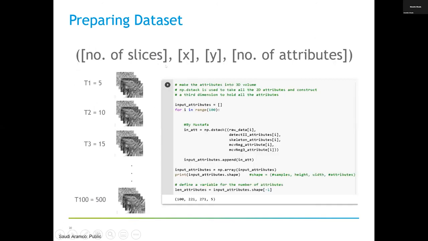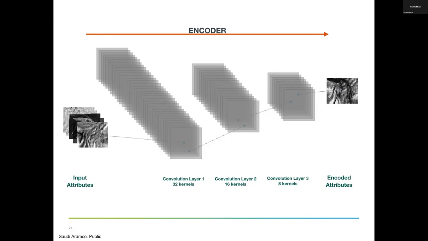So our data here consists of four dimensions. The first dimension is the number of slices, which is here in our case 100. Then X and Y, which are the dimensions of the image, in our case here 221, 271. And the last dimension is the number of attributes, which is in our case here 5 attributes. Here is the network structure.